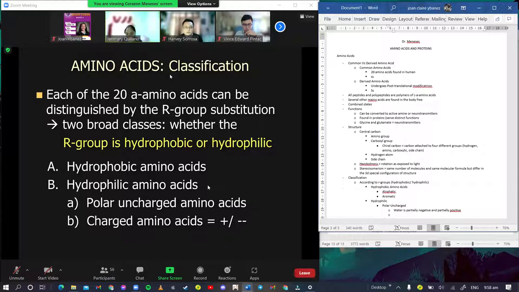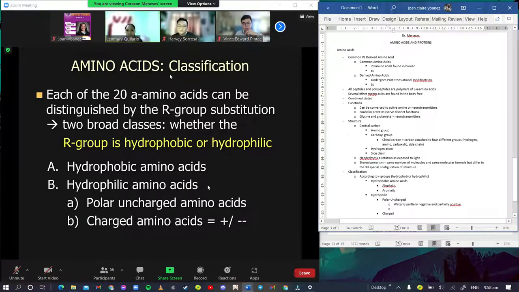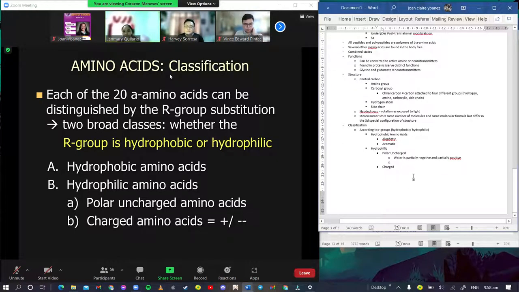For the positive, Doc, there are 3, which is lysine, histidine, and arginine. Then for the negative, there are 2. That would be glutamic and aspartic acid. Okay, glutamic and aspartic acid. So there is an additional carboxylate group in the R group. So you have the C at the center, then you have the CH2, and then you have the COO. So this is aspartate or glutamate?